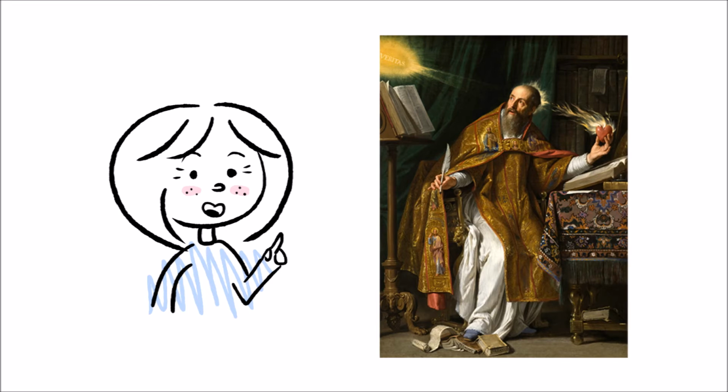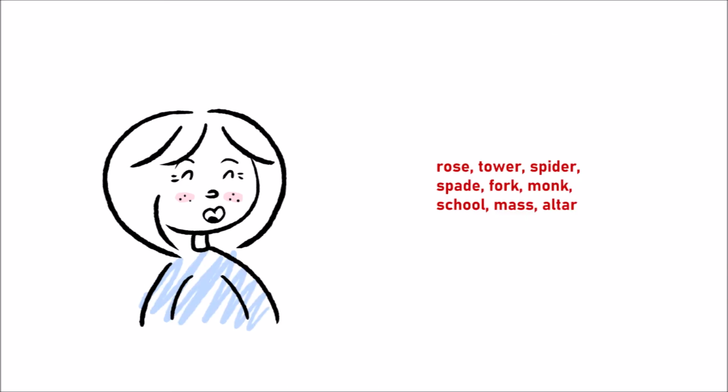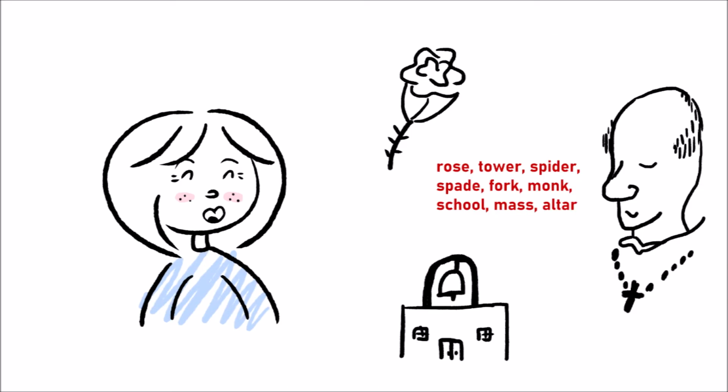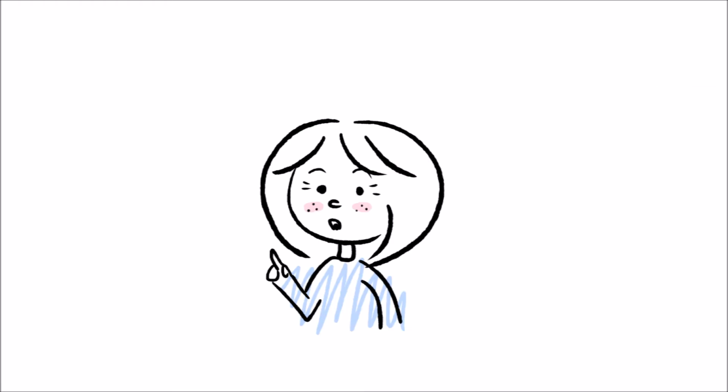Saint Augustine and the Christian missionaries brought large Latin vocabulary in the form of the Bible to England. Because of that, people gained literacy. Remember that before there was writing, there was only speech and gestures for communication. Mostly scholars and the church used Latin. Examples of words originating from Latin are rose, tower, spider, spade, fork, monk, school, mass, and altar. Again, it's no coincidence these words survived hundreds of years in the English language.